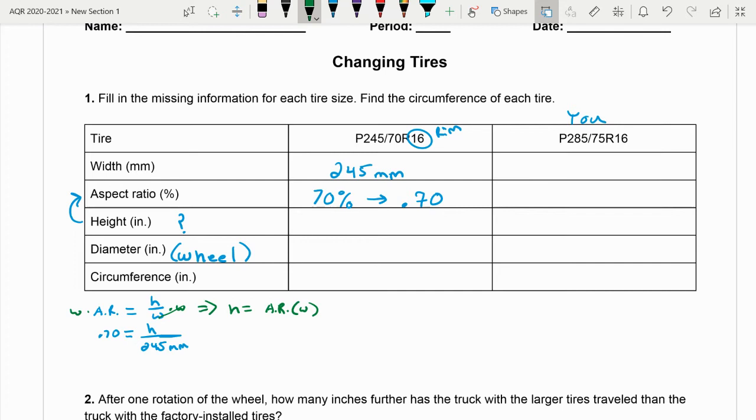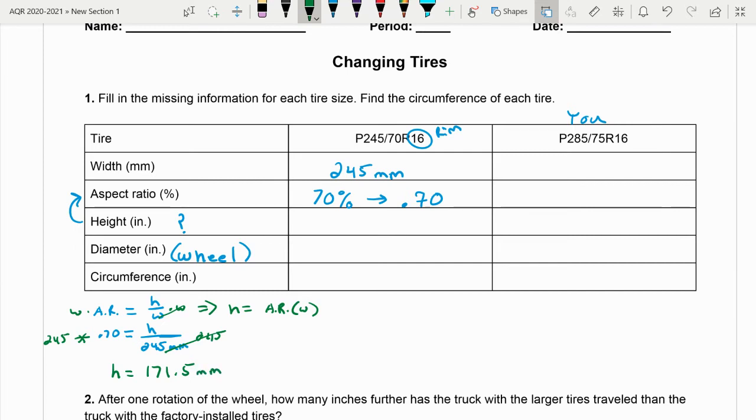We're going to multiply both sides here by 245, right? Those will cancel out, times 245 here, and then get out my little calculator here. Real time math for y'all. All right, so 245 times 0.7, right? And then we get 171.5. So in this case, our height equals 171.5 millimeters. Okay, so we're in millimeters here.